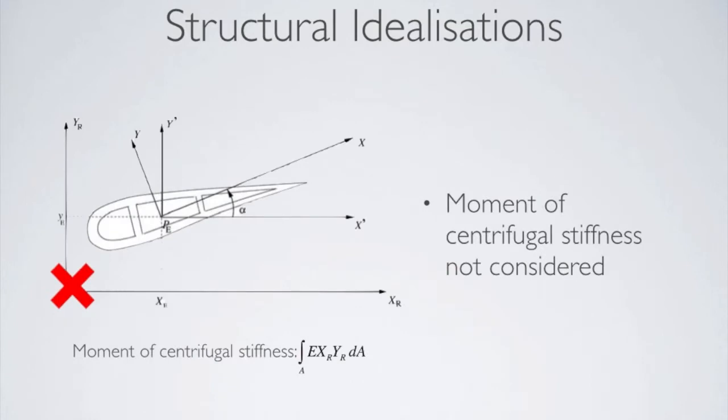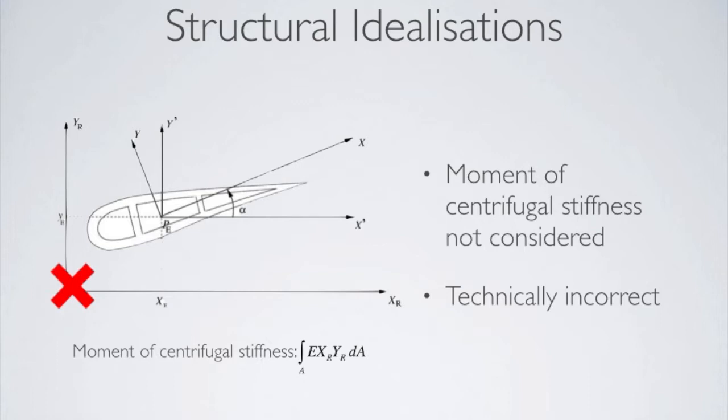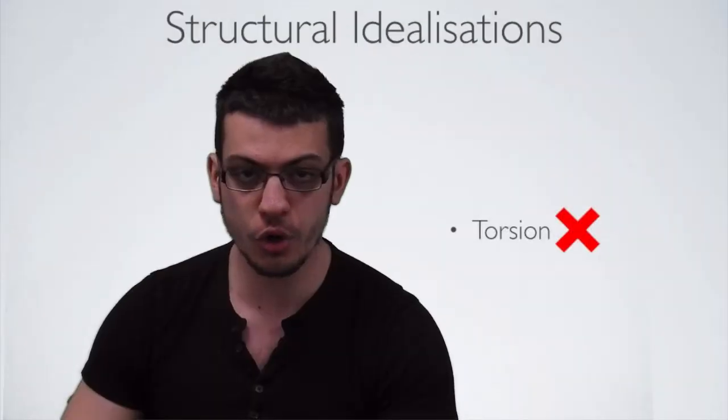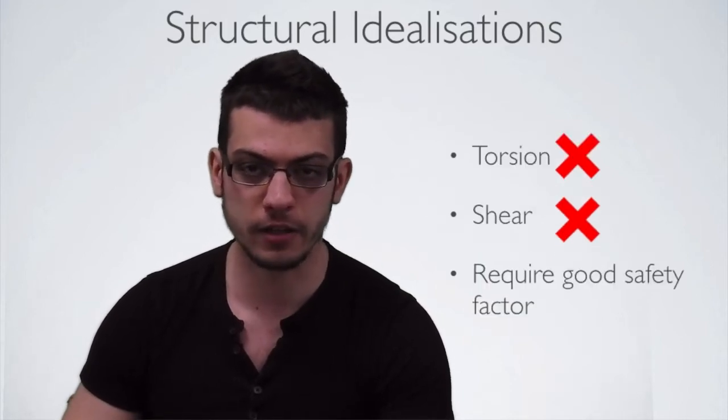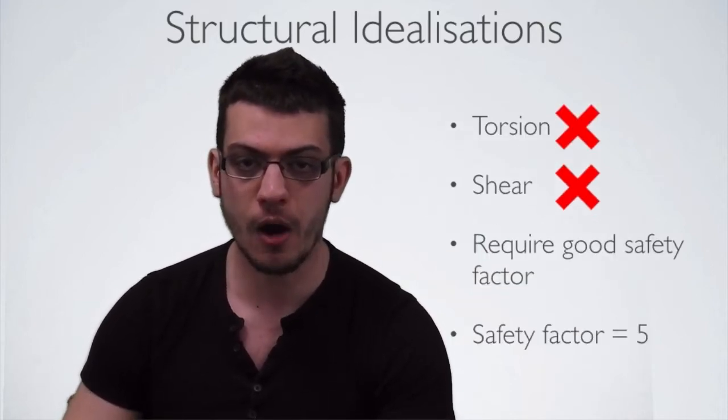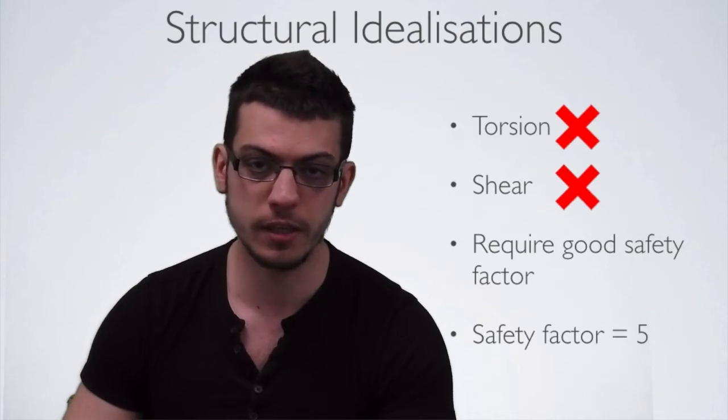Also, the moment of centrifugal stiffness was not considered, which is not technically correct because IYZ is not 0. Torsion also was not considered, shear was not considered, so we needed a good safety factor. For the purposes of this application, our safety factor was 5, which we deemed to be sufficient.